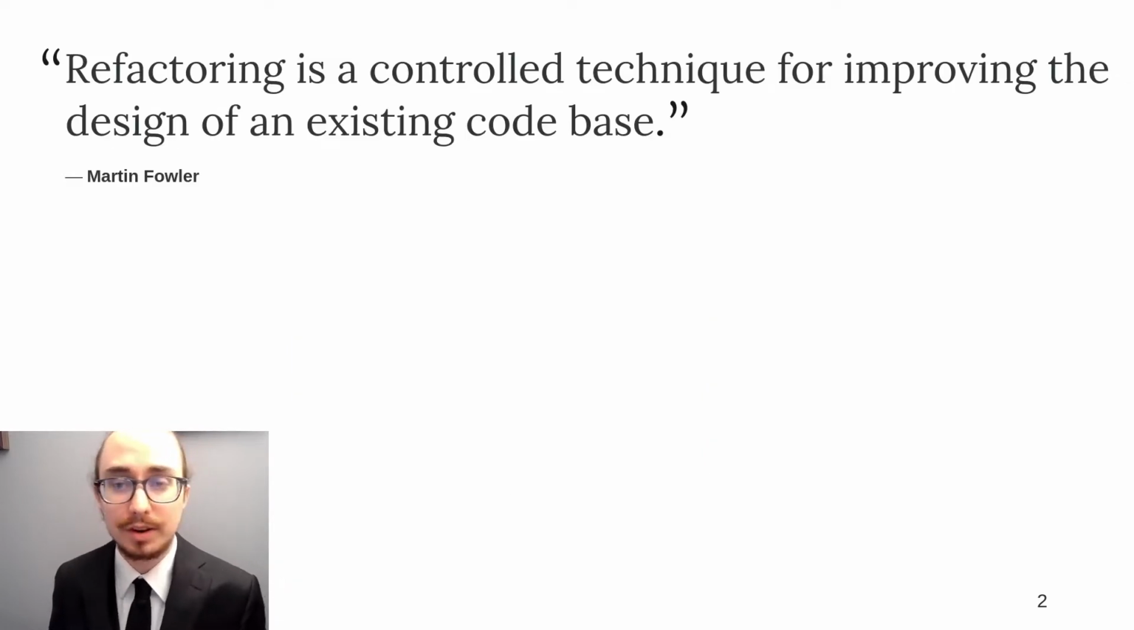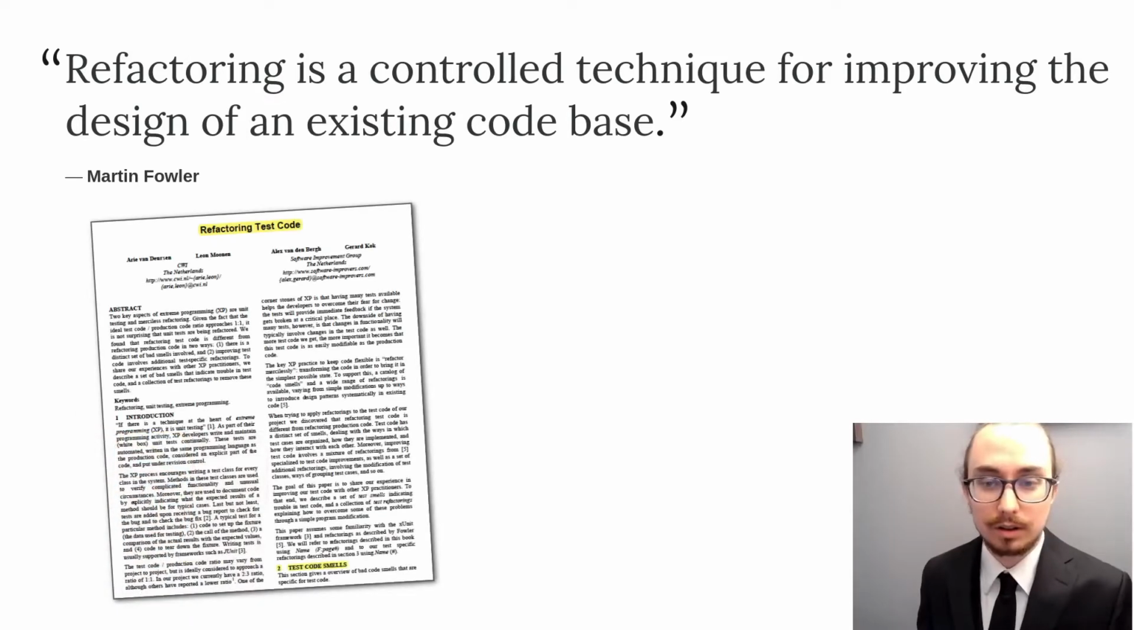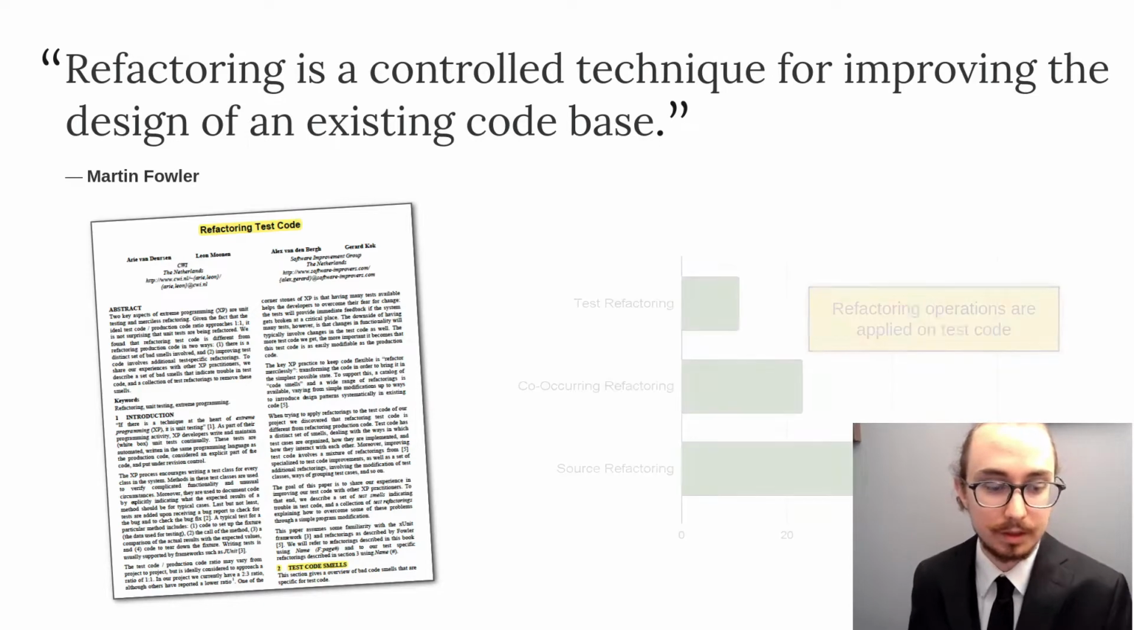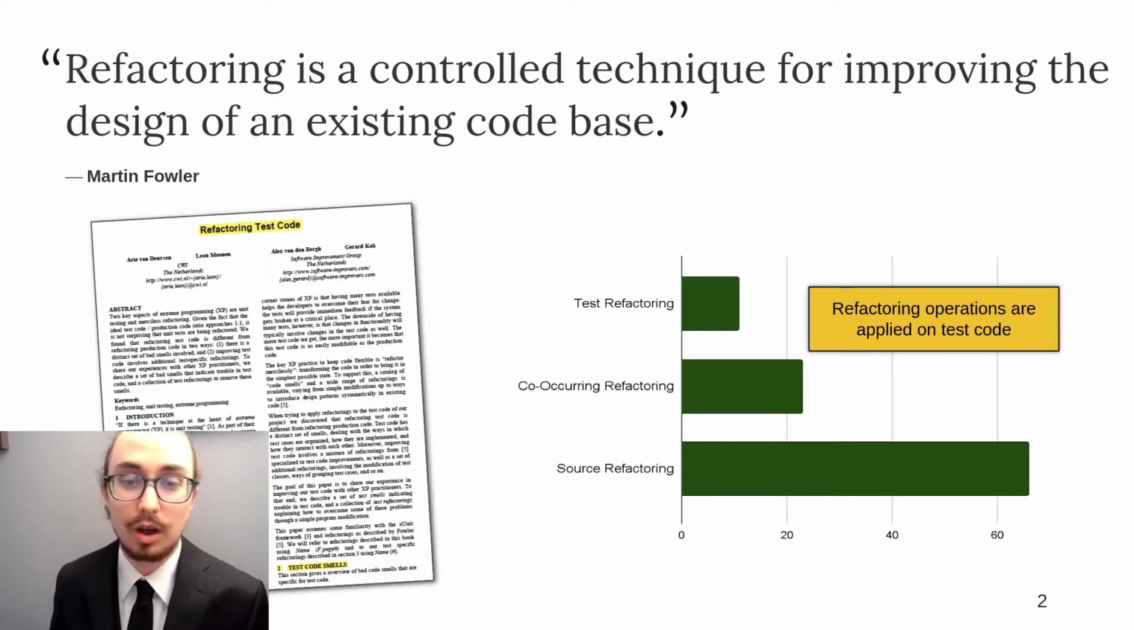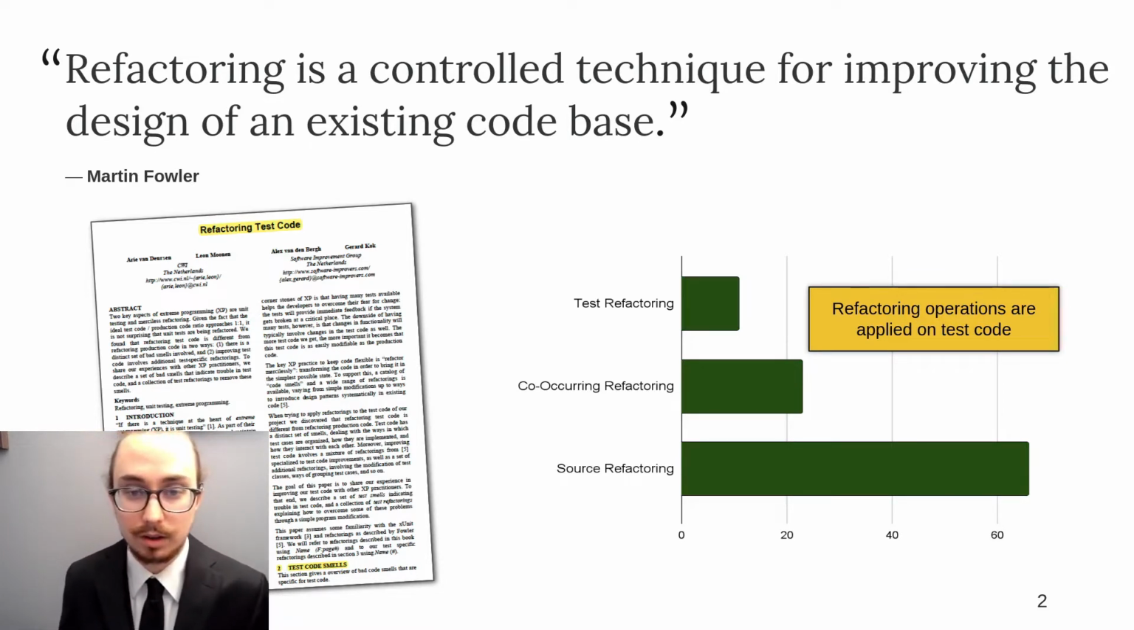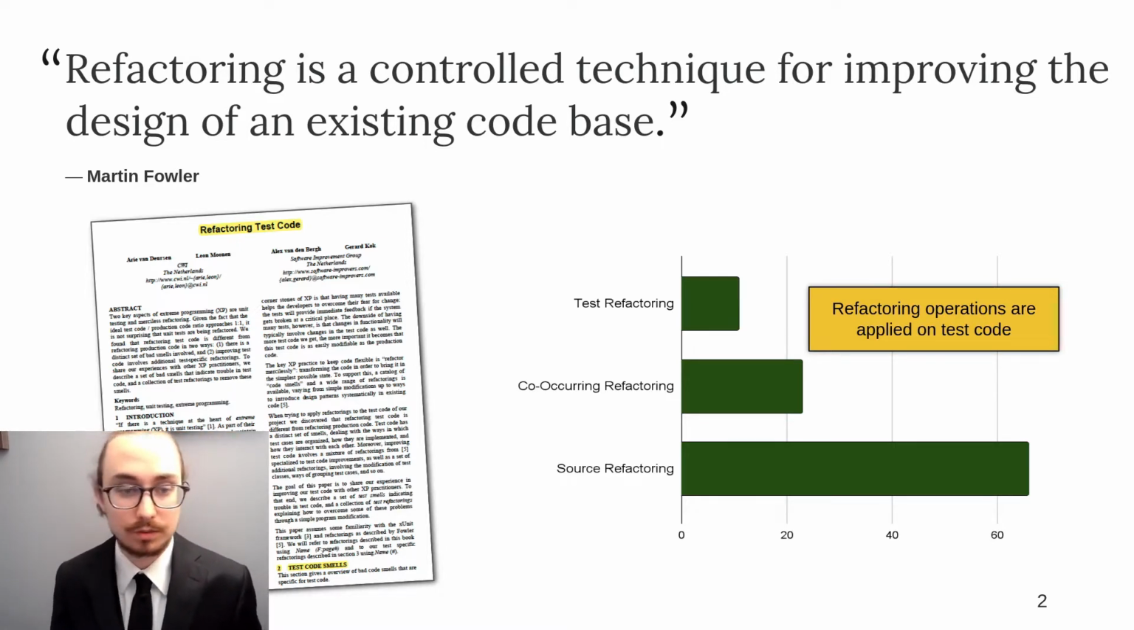So refactoring is known as an important technique to improve the quality of our code bases. However, previous research has also shown that the refactoring of test code is an important practice to avoid test code smells, which hinder the performance of your test code. In our research, we see that source code refactoring commits actually occur a lot more often than test code only refactoring commits by a large margin. However, co-occurring refactoring commits also occur a lot more often than test code refactoring commits. Co-occurring refactoring commits are commits that contain both source code refactoring changes and test code refactoring changes. And that is going to be the main focus of our study.